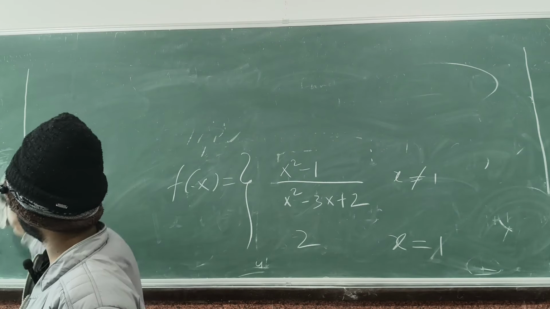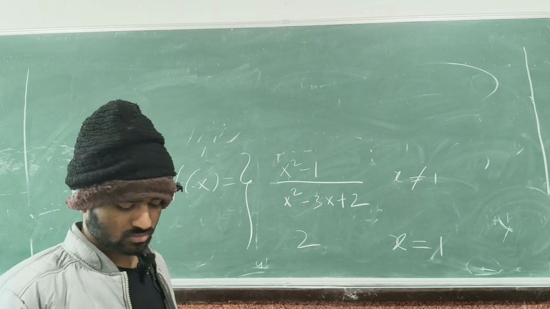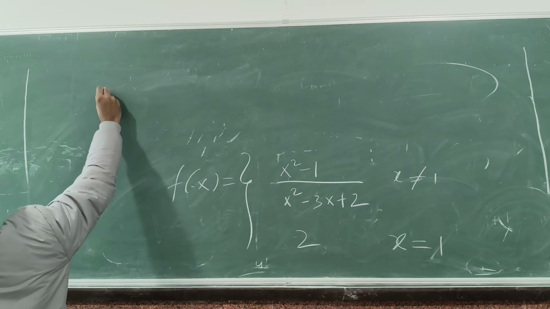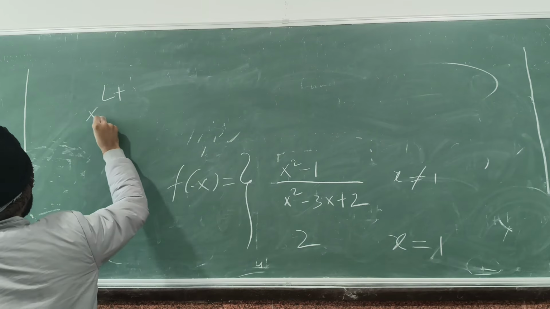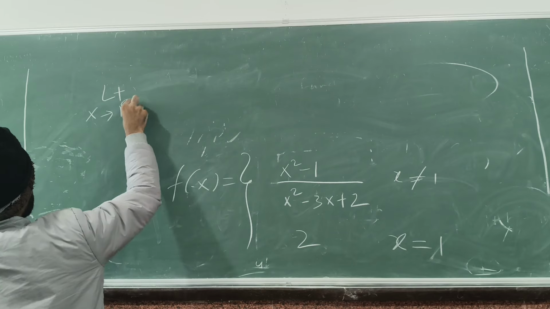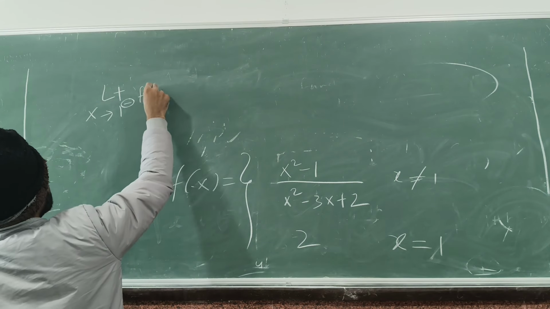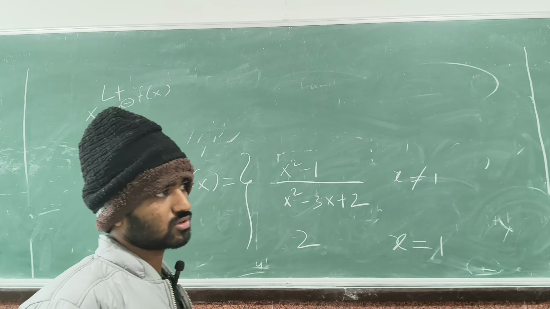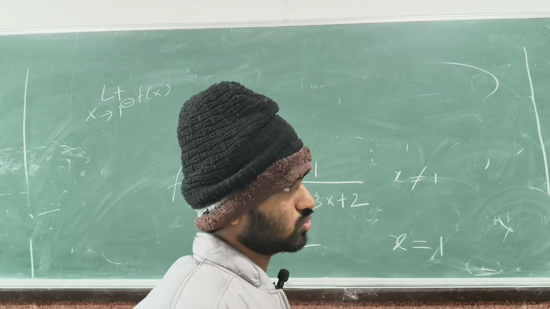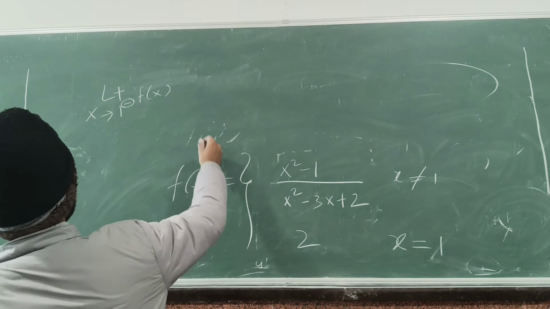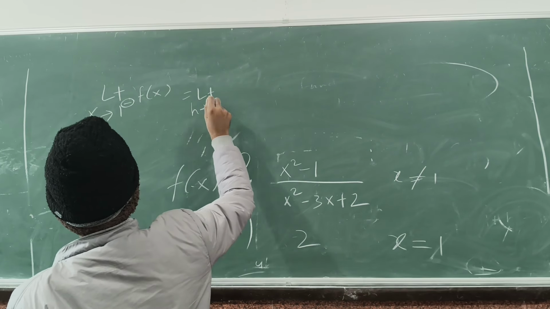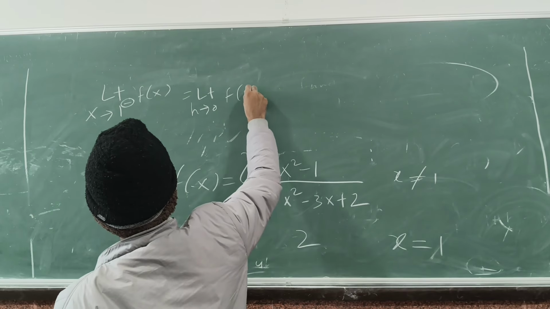let's find limits when we approach from the left side and right side. Let's find the limit x tends to 1 minus f of x. We can replace x tending to 1 minus as 1 minus h, where h is a positive quantity. So we can write it as limit h tends to 0 f of 1 minus h.